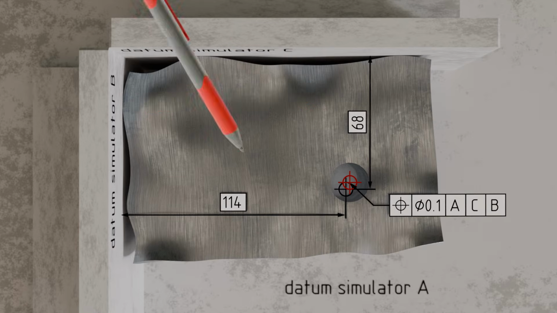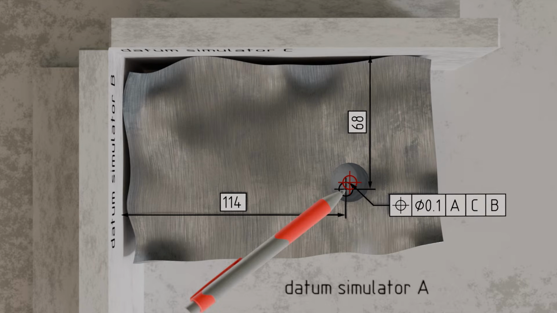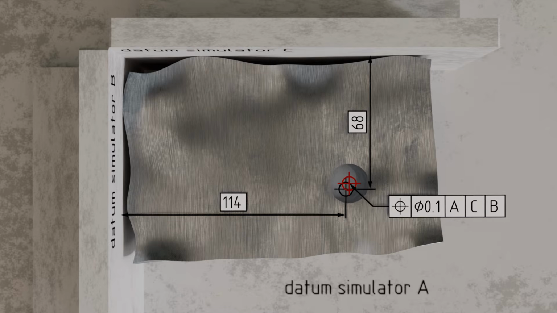Although the position of the ideal whole center line within our ideal datum system remains unchanged, the part now has a different orientation relative to this datum system. Therefore, the position of the center line relative to the part is different.